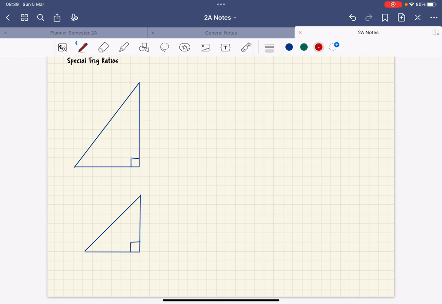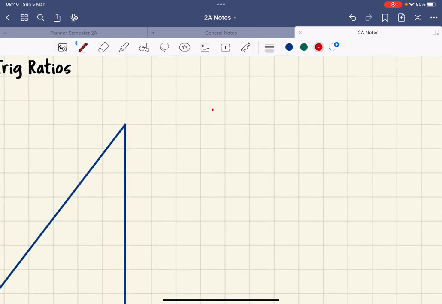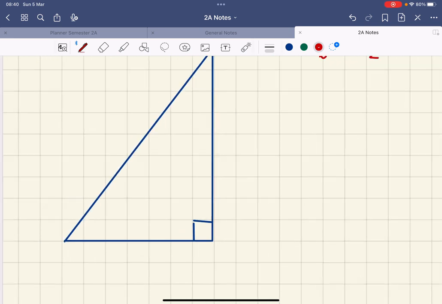So I've got two triangles drawn. It's not a memory test. The only thing you need to remember is one thing: sine pi over 6 gives the answer a half. It's the only one you need to remember. Once you know that, you can start filling in the triangle.